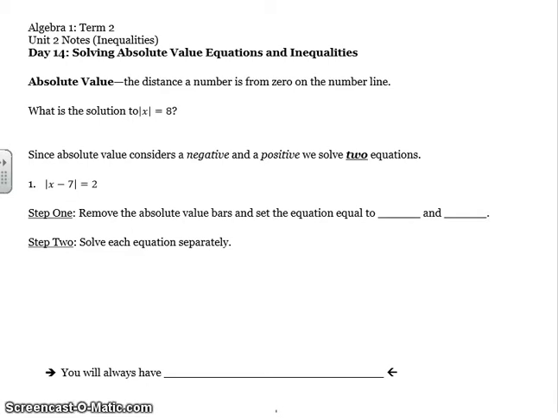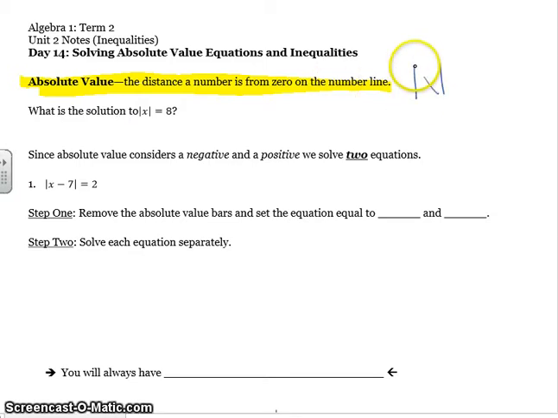The first thing I just want to go over is a little review of what absolute value is. That's the distance of a number from 0 on the number line. That first problem is just a recall one. We want to know what is the solution to the absolute value of x when it equals 9. Keep in mind when you have two parallel lines and a value inside, we're looking at the absolute value.